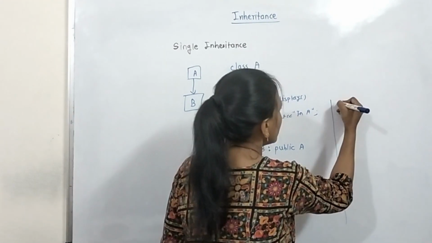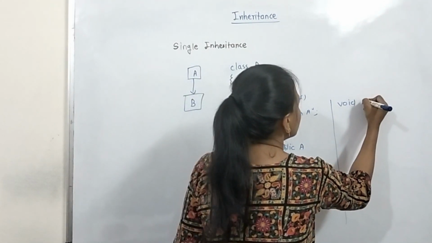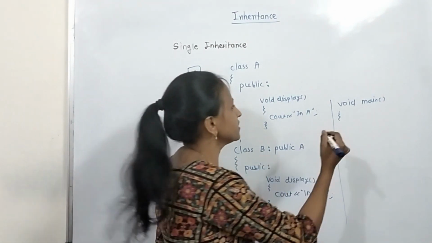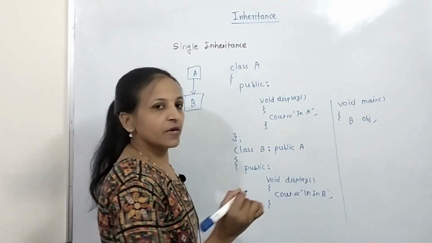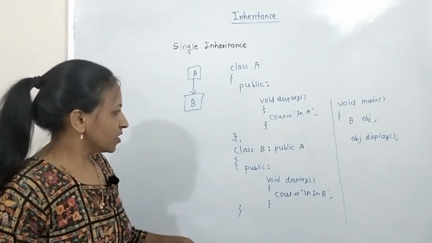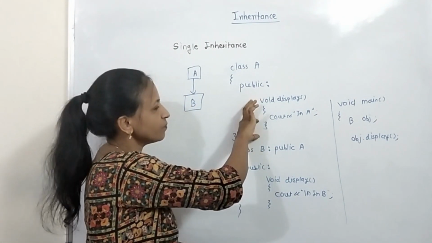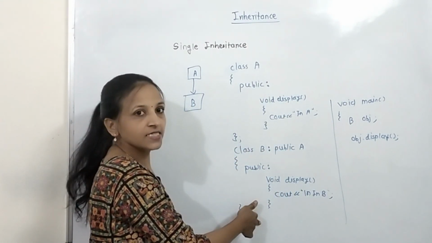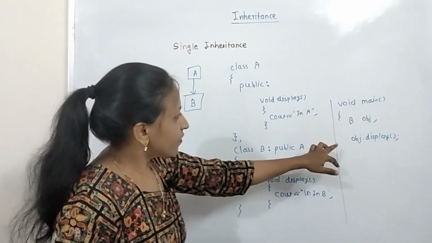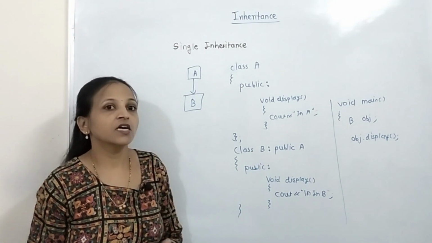Now see, in main we will create one object of this B class. Void main, and here suppose we are creating one object of this B derived class. Now I am calling the display member function, simply obj.display. Now see what will happen here. This B class has two display member functions: the first one which came from class A, and its own display member function. Whenever we call obj.display, which function will get called?